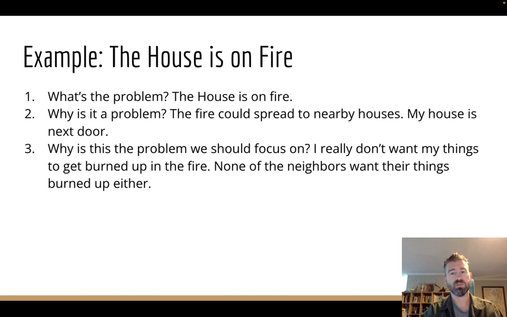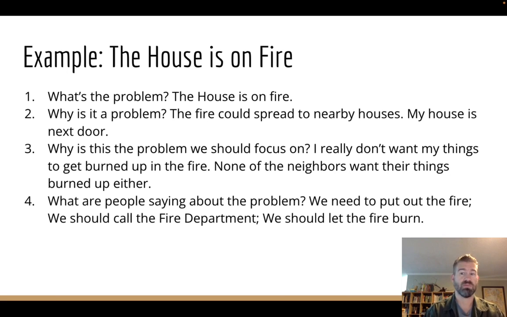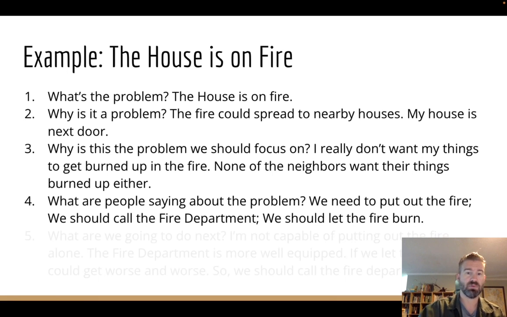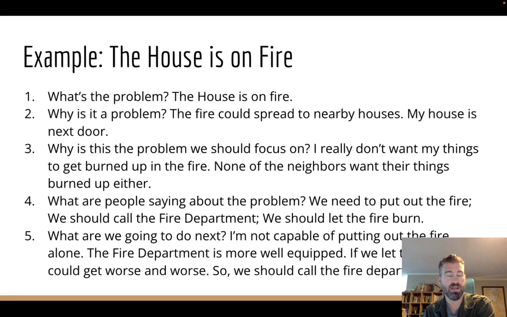Now, why is this a problem we should focus on if the house is on fire? Well, I really don't want my things to get burned up, and none of my neighbors want their things burned up either. Okay, great. Then, what are people saying? Well, maybe people are saying we need to put it out, we should call the fire department, or maybe people are like, you know what, forget it, just let that thing burn. Let's get some marshmallows, right? From there, though, we still need to take that next step, which is, what are we going to do next, right? Now, I might not be capable of putting out the fire, but the fire department can. That's what they're equipped for, so they can take over from there. Think about your research much in the same way. What is the problem?